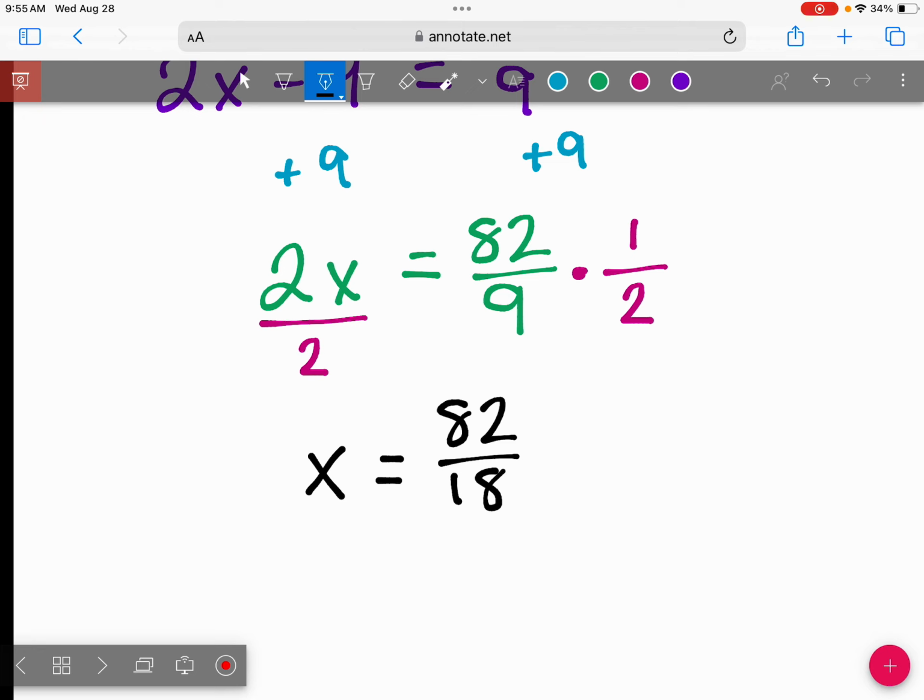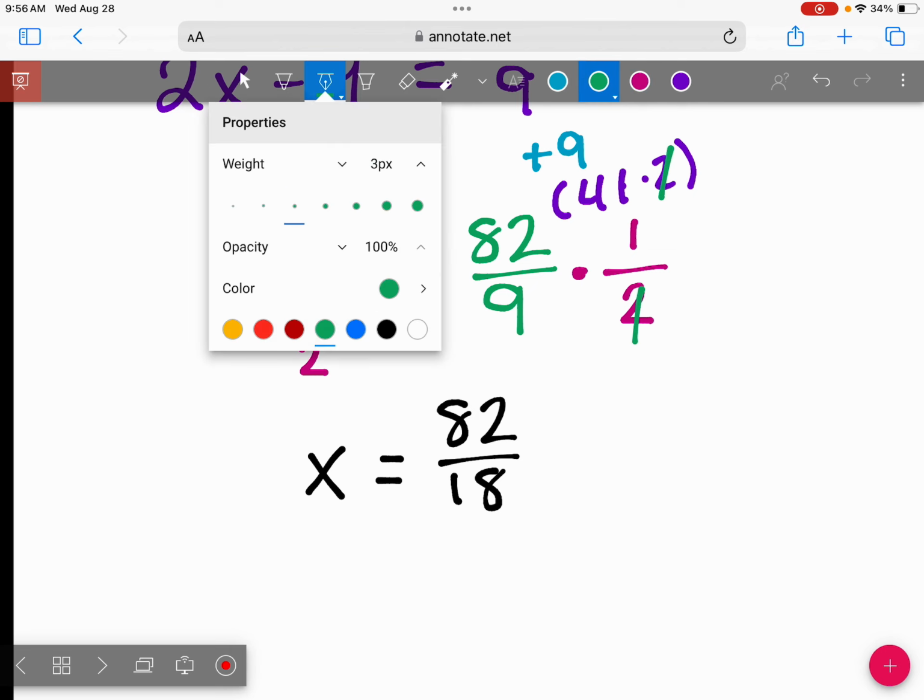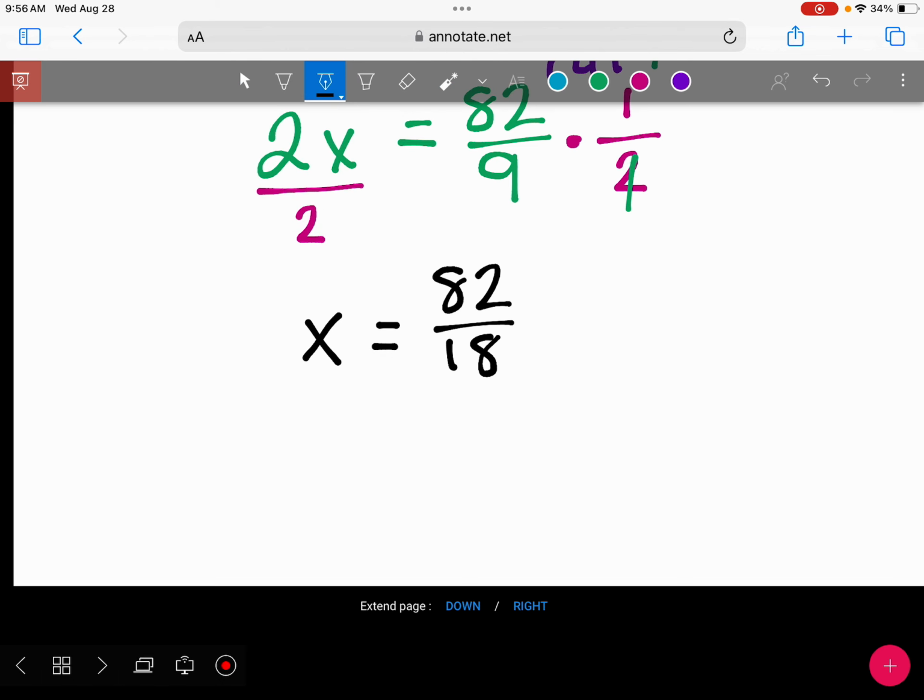It's actually easier to simplify it up here. Exactly, because 82 divides by 2. We can think of 82 as 41 times 2. And then my 2 and my 2 cancel out, and we get our 41/9. So sometimes it's easier to simplify a step above.